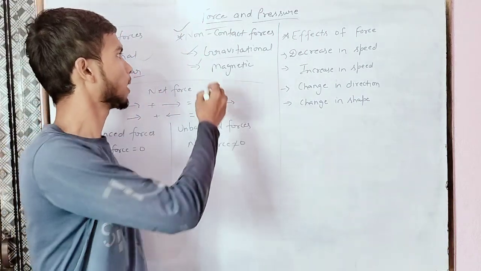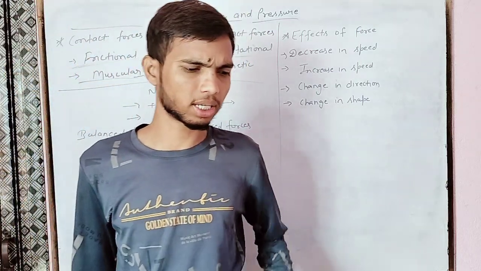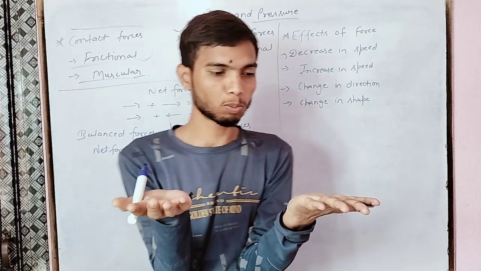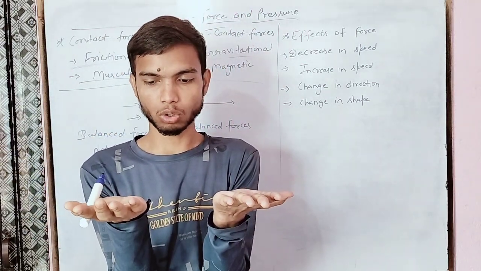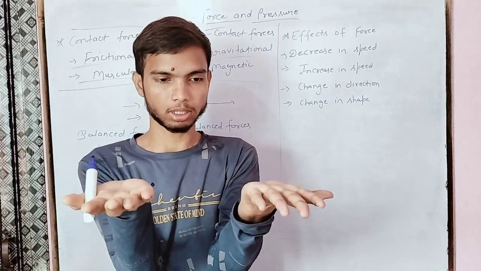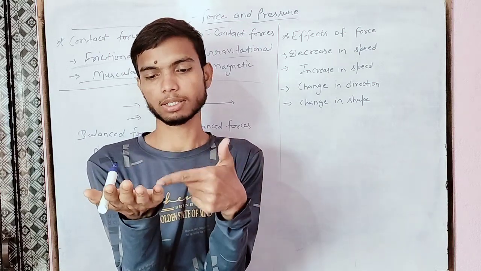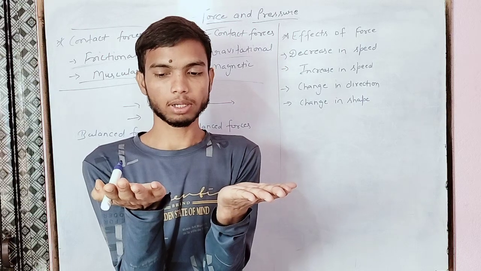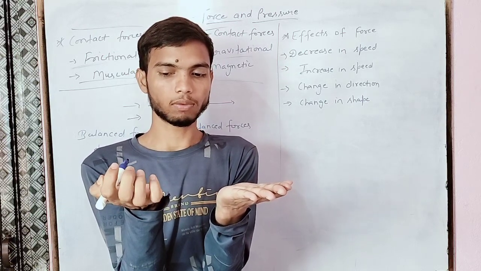Okay, magnetic. Yes, magnet. There is a magnet, and here is a magnetic material. Just put both, but the positions of both should not be together. Just separate them like that. Now there is a magnet, there is a magnetic material. Now the magnetic material will come and attach.